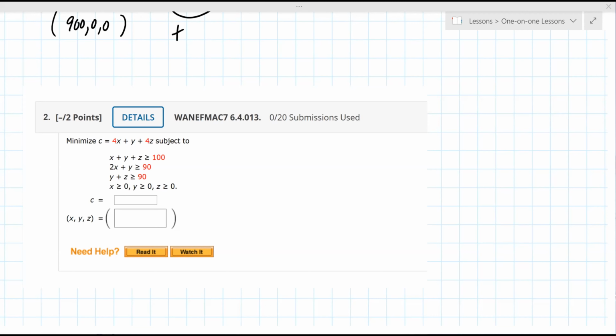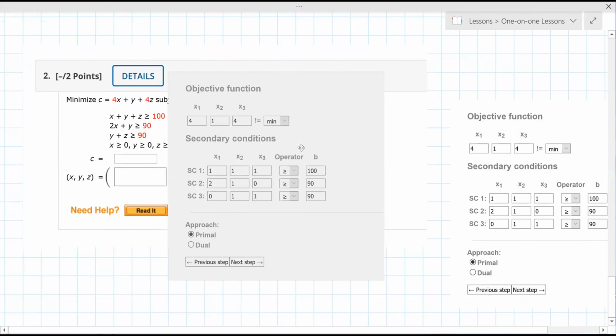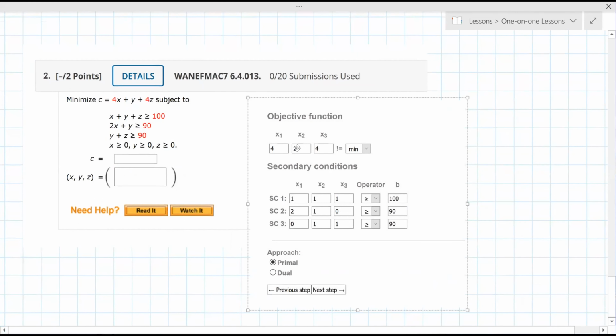So I'm going to snip this and paste it here. This is what it looks like. You can see 4x, 1y, 4z, minimize that. 1, 1, 1 for x, y, z greater than or equal to 100. 2, 1, 0 for 2x plus y greater than or equal to 90. 0, 1, 1 for 0x, 1y, 1z greater than or equal to 90. You always choose primal, and then you just click on next step, and I'll show you the solution here.